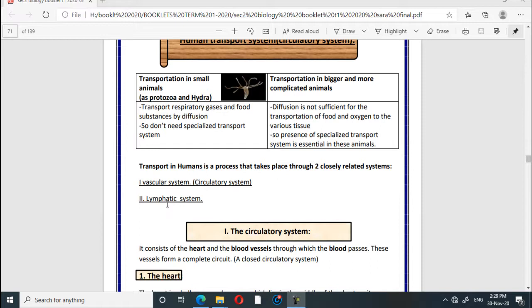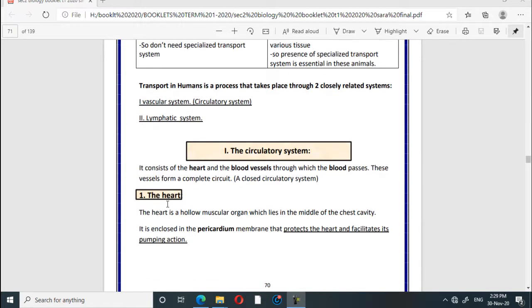Let's start with the circulatory system. As we studied before in primary 5, the circulatory system is the system that transports all the digested food, oxygen, and water to all body cells and carries the wastes away. But firstly, what is the structure of the circulatory system? It consists of heart, blood vessels, and blood. It must be closed and continuously connected to allow the blood to flow throughout all the body.